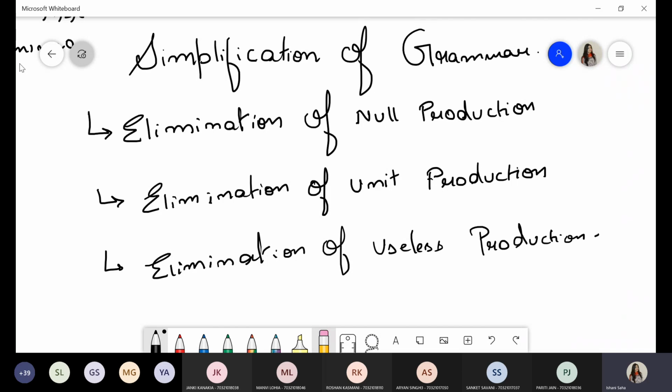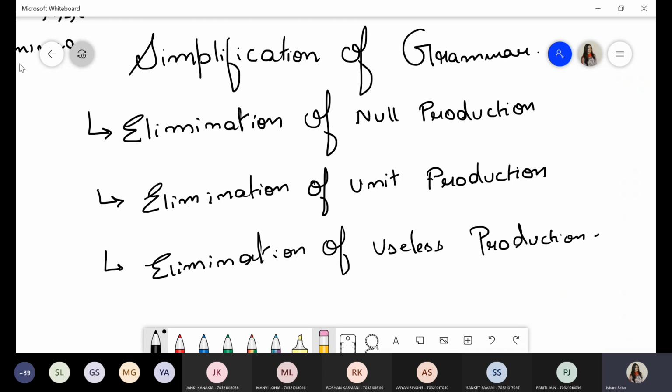Okay. So first understand what you mean by a null production, what a unit production is, and what a useless production is. If you know this, because first you have to identify what you have to remove, then only you can remove it, right? The process of removing these productions I'll discuss later on. Right now let's discuss what these productions are.